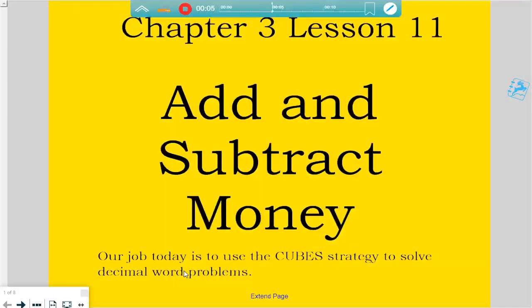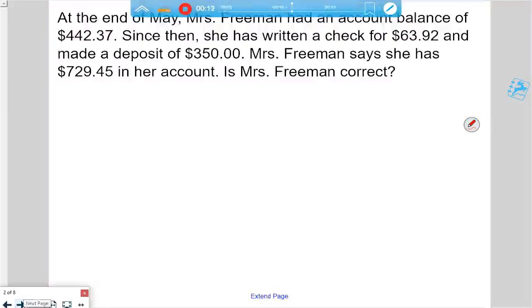All right, Chapter 3, Lesson 11, we are adding and subtracting money. We're going to use our cube strategy because these are problem solving. So here we go.